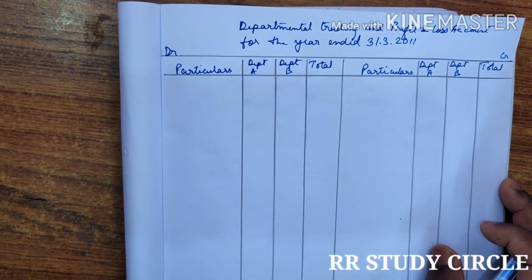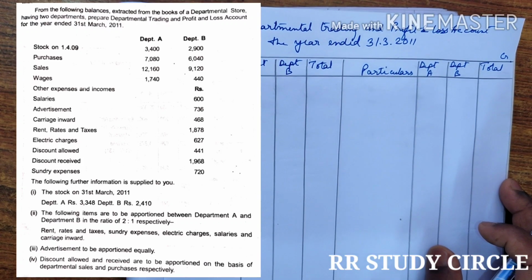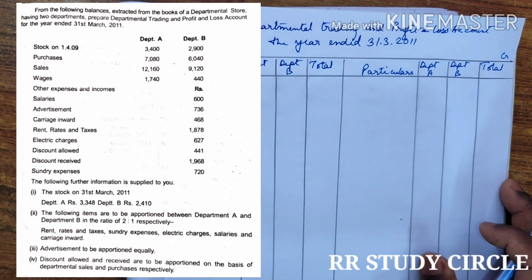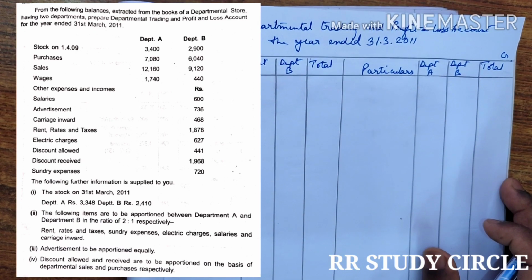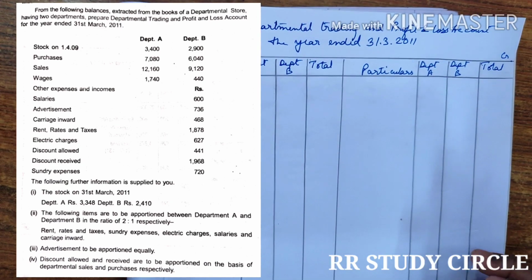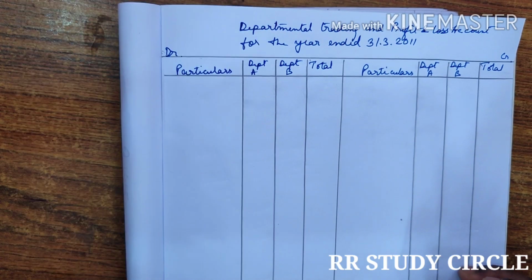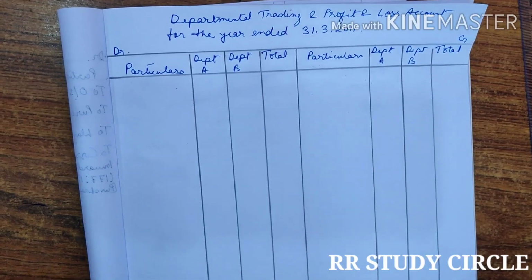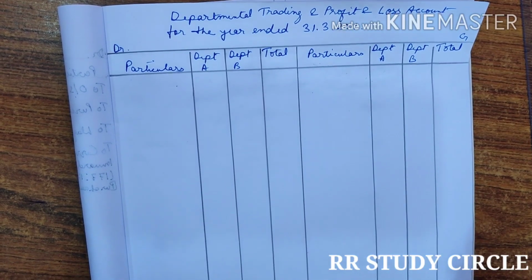Now for this we can take up a question which has been displayed on the screen. So have a look into the question first properly. So I think you have gone through the question properly. So based on this question we will prepare the departmental trading and profit and loss account. So now let's start with the question.